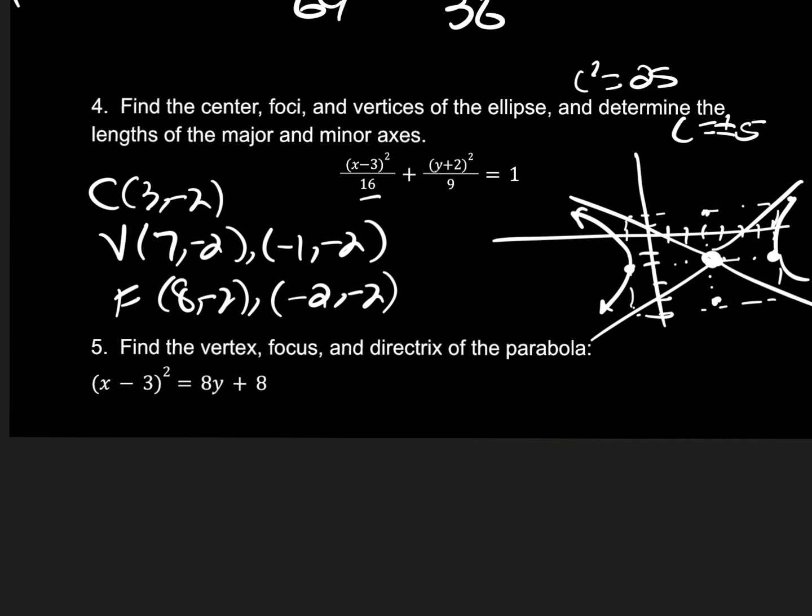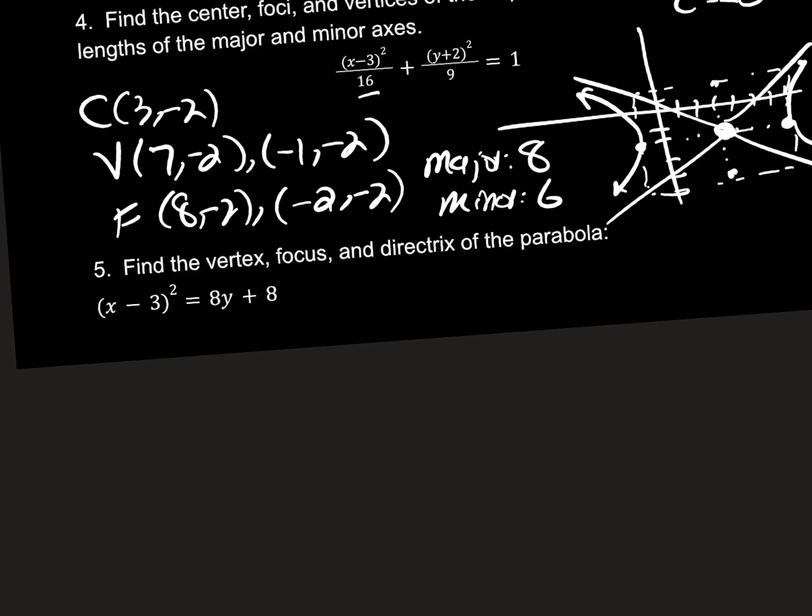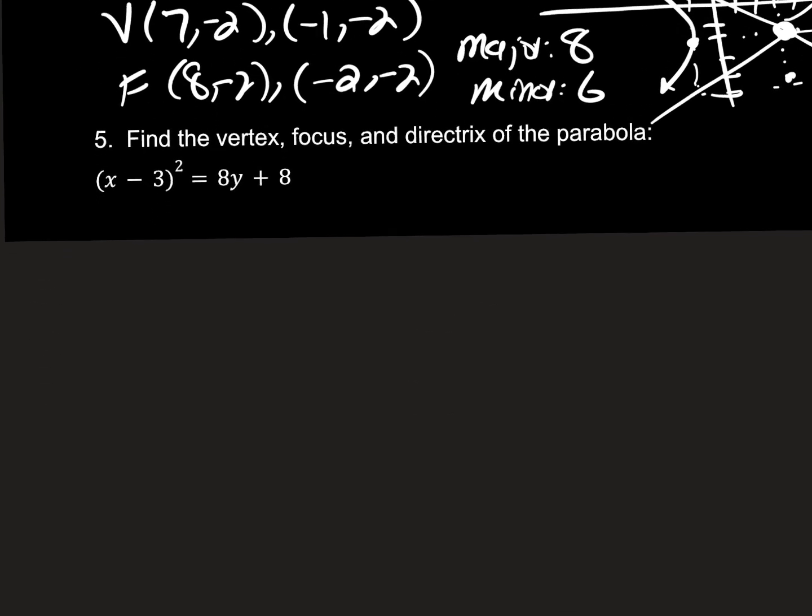What else we got here? We need the lengths of the major and minor axis. The major, I went right 4 and left 4, which means I went 8. The minor, I went up 3 and down 3, which means I went 6. And there's that one. Number 5, find all the stuff for this parabola.